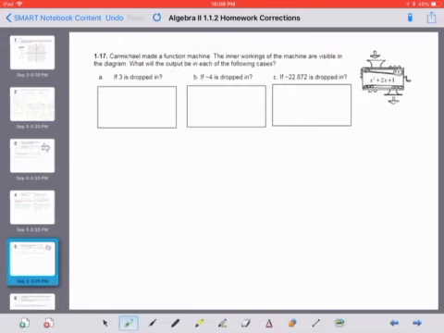Alright, problem number 17. Carmichael made a function machine. The inner workings of the machine are visible in the diagram. What will the output be in each of the following cases? So all you're doing is replacing x with the number. So if 3 is x, in this first one, it's 3 squared plus 2 times 3 plus 1. So you get 9 plus 6 plus 1, or 16.